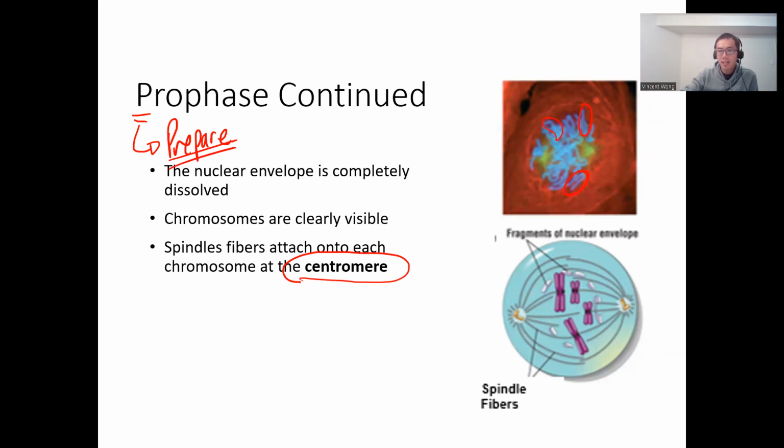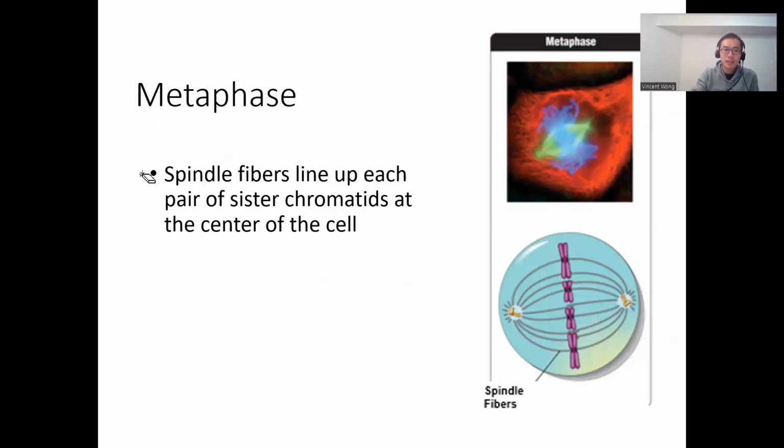So remember PMAT. After P is metaphase. M is for middle. In metaphase, the spindle fibers are going to have a tug of war. They will pull the chromosomes back and forth until they all line up in the middle of the cell. Hey, how many chromosomes are in this picture, guys? 4. 4 is correct. 1, 2, 3, 4. Excellent.